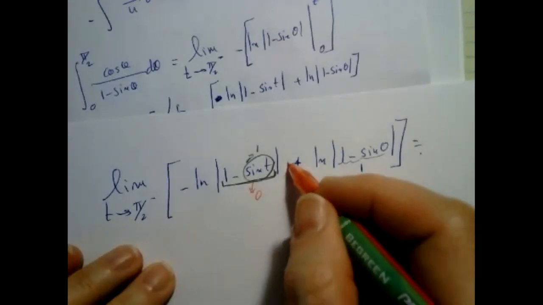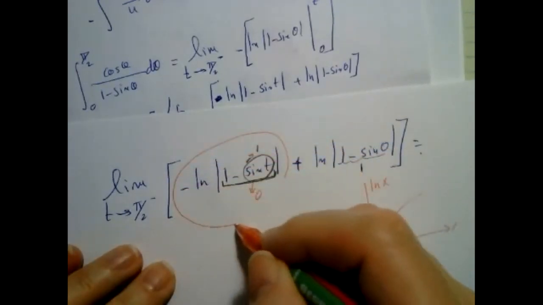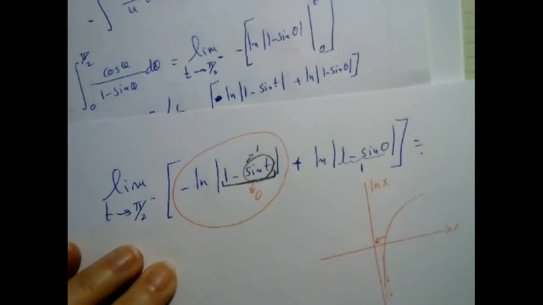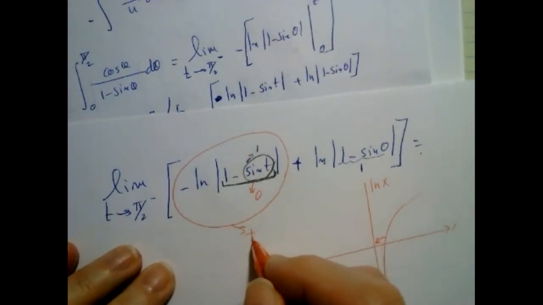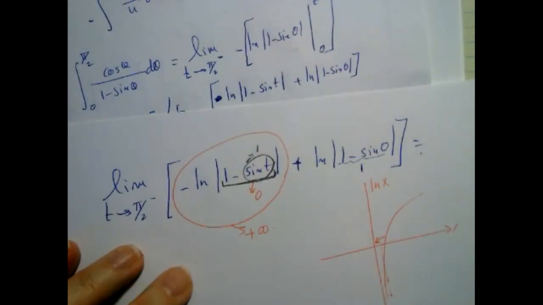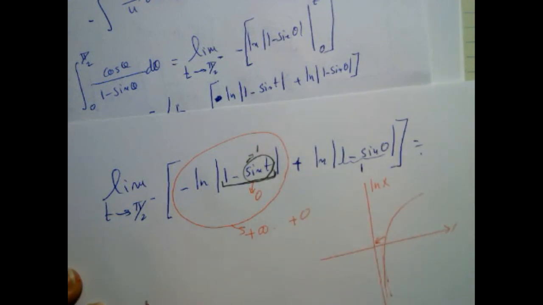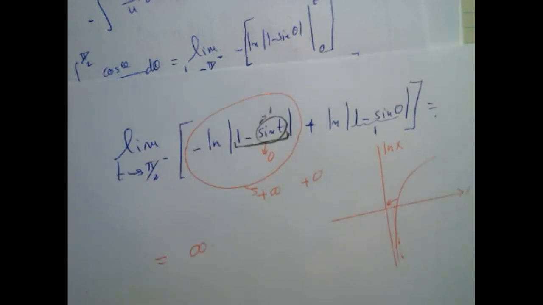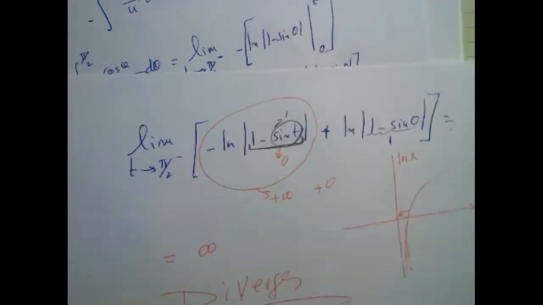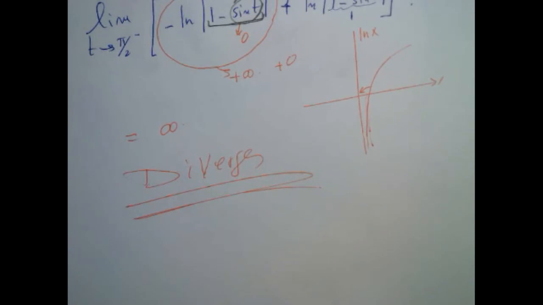Absolutely correct. So as you realize, I do it piece by piece. This is going to go to plus infinity. And here ln of 1 is 0. So this is going to be equal to plus infinity. So you have to evaluate your limit very, very carefully. So the integral diverges. End of the problem.